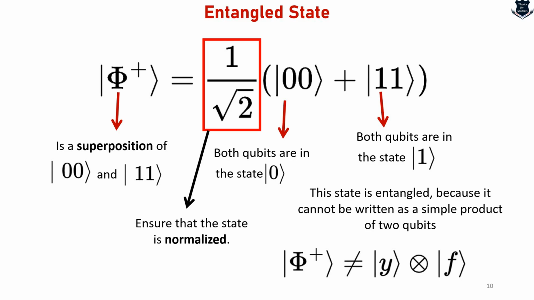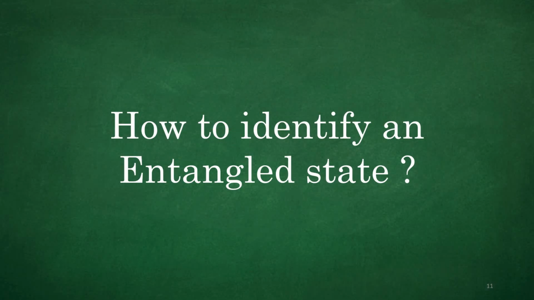So from this part, it is quite clear what an entangled state is and when a state cannot be called separable, along with the mathematical equation which shows the different parts of the entangled state. Now the question arises: given a state, how are we going to identify whether it is a separable state or an entangled state?